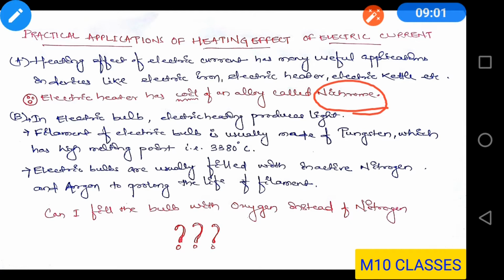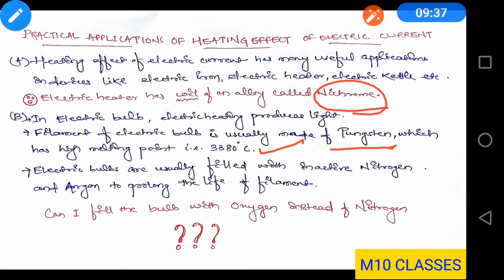Next, come to the electric bulb. What is the concept behind the electric bulb? How does it glow? Actually, in a bulb, the light comes out because of heating of the filament. Now, what is the filament used in the electric bulb? The filament of the electric bulb is usually made of tungsten. It might be a question in your exams. And why is tungsten used? It has a very high melting point of 3380 degrees Celsius.